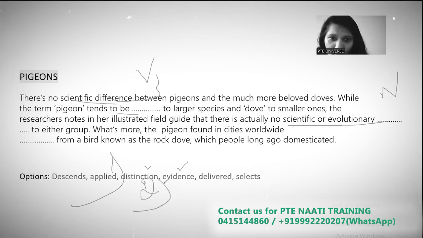It's a synonym. What's more, the pigeon found in cities worldwide ___ from a bird known as ___. Descends from is a prepositional phrase. Descends from means origin. How am I able to solve the reading fill-ups so quickly?